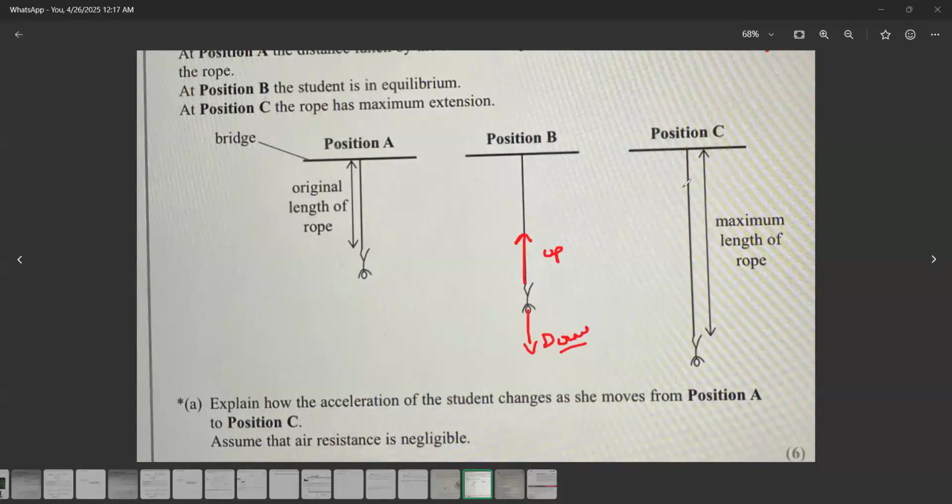But then the string continues to stretch. When the string continues to stretch, let's say the upward force is 100 Newton and the downward is also 100. But now the string stretches, so the tension will be greater. So tension might be 200 and his weight remains 100. So there's a resultant force upward, and that resultant force is directly opposite to his direction of motion. That's why he will slow down or decelerate.